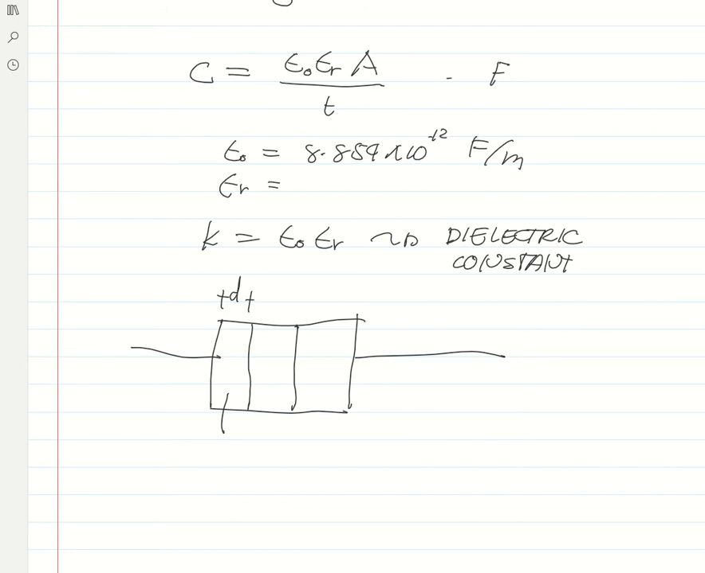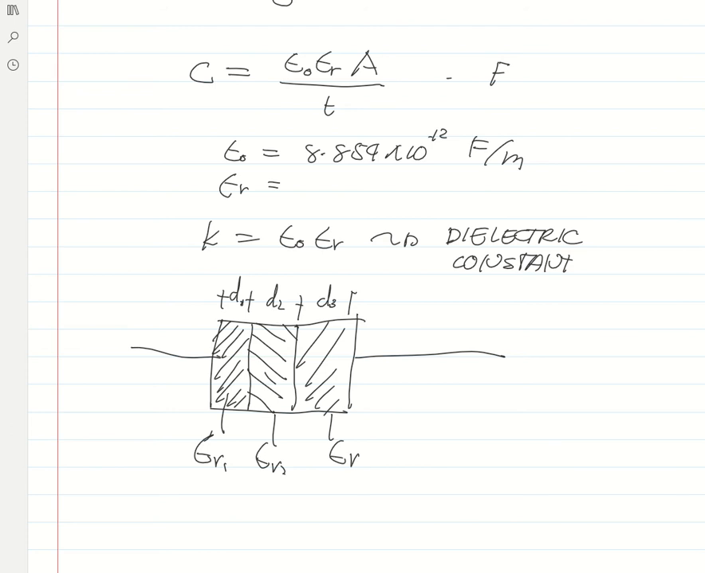For the first one, let's just call it D1, and this is the first dielectric. Then for the second one, let's call it D2. Thickness is D2, and this is another type of dielectric. So let's call the first one epsilon R1, the second one epsilon R2. Then the last one, let's call this D3. Then we have another dielectric here, epsilon R3.